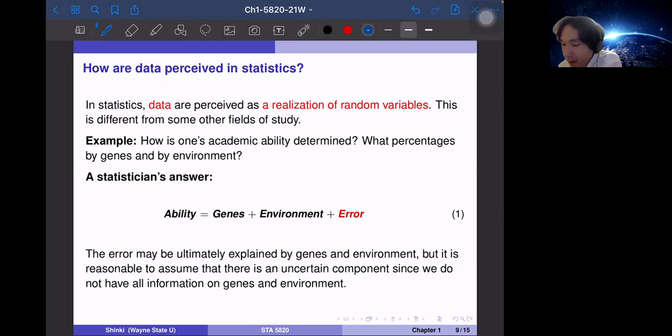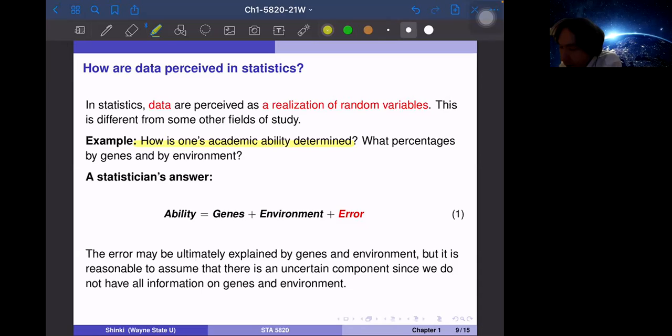So here is a typical example of how a problem is perceived by statisticians. Example: how is one's academic ability determined? Maybe it's a general ability to take tests, or a general ability to do mathematics or whatever.